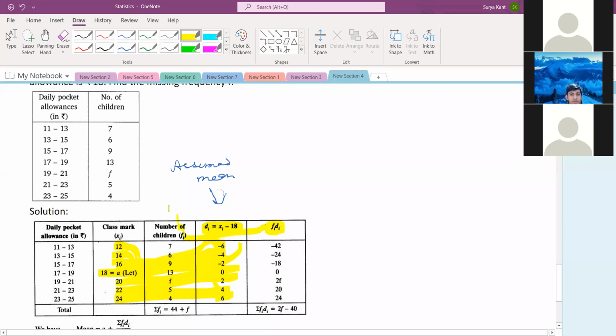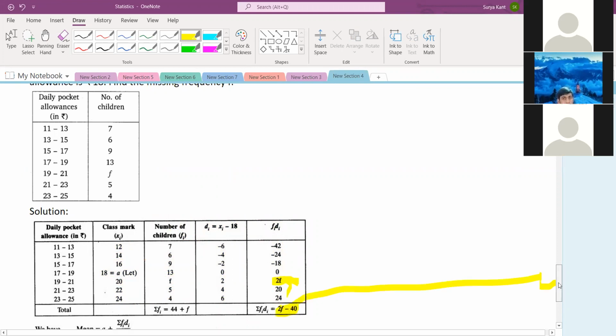Fi and di, you have to multiply both. So what do you get? Minus 42, minus 24, minus 18, 0, then 2f, 20 and 24. One thing you remember here: you can't add the part with f. You should write it separately, because we can't add the terms in between. So 2f will be there, and you should write this separately: 2f minus 40.